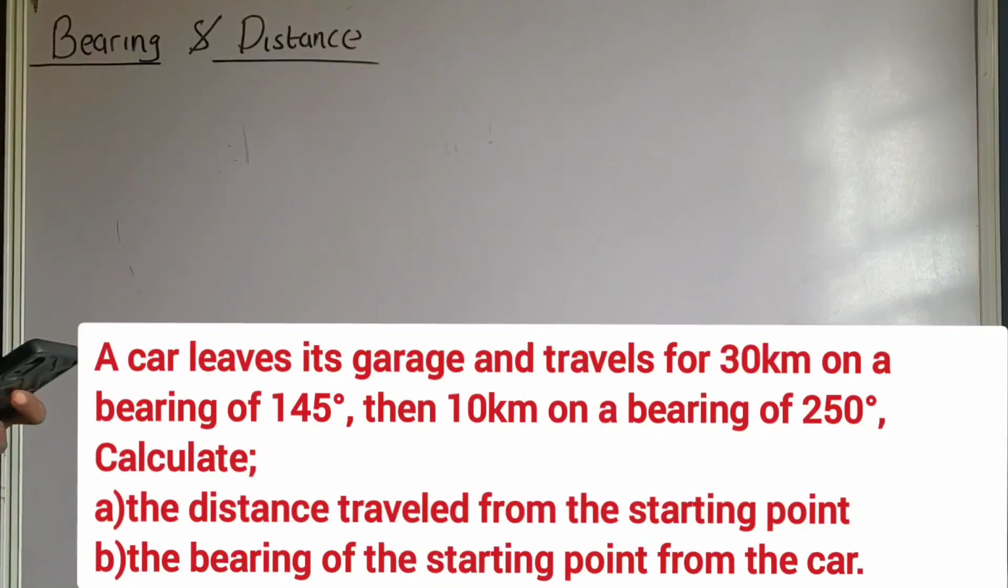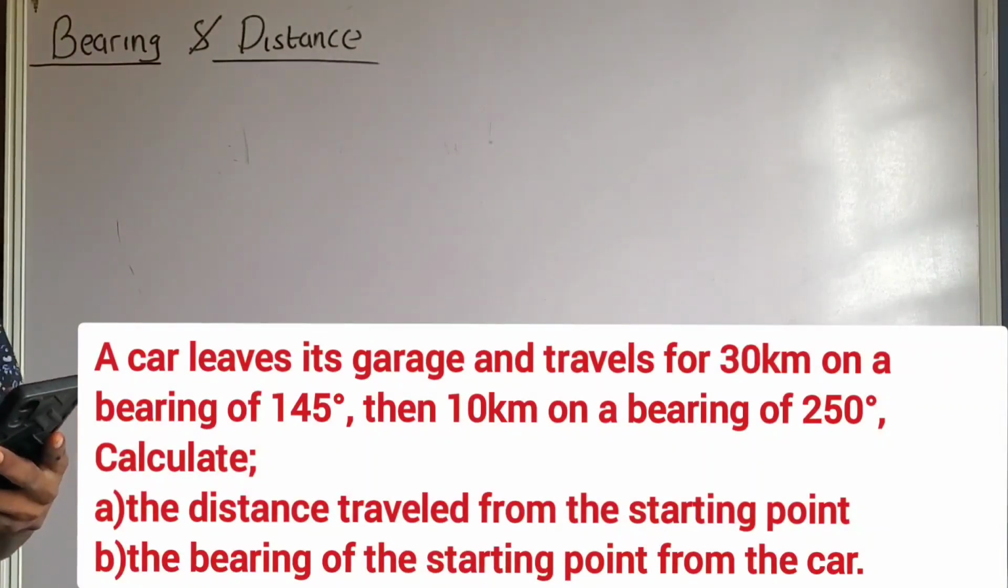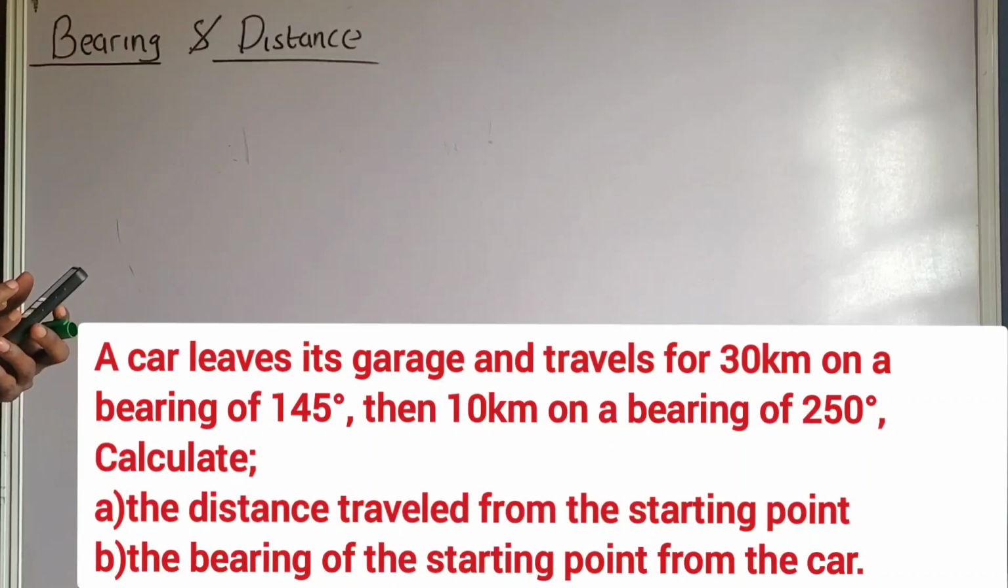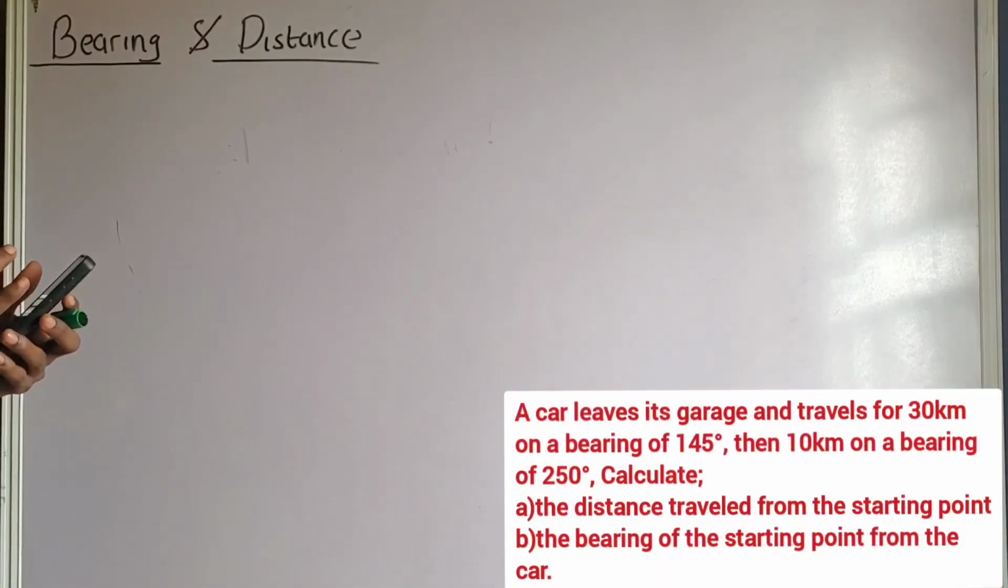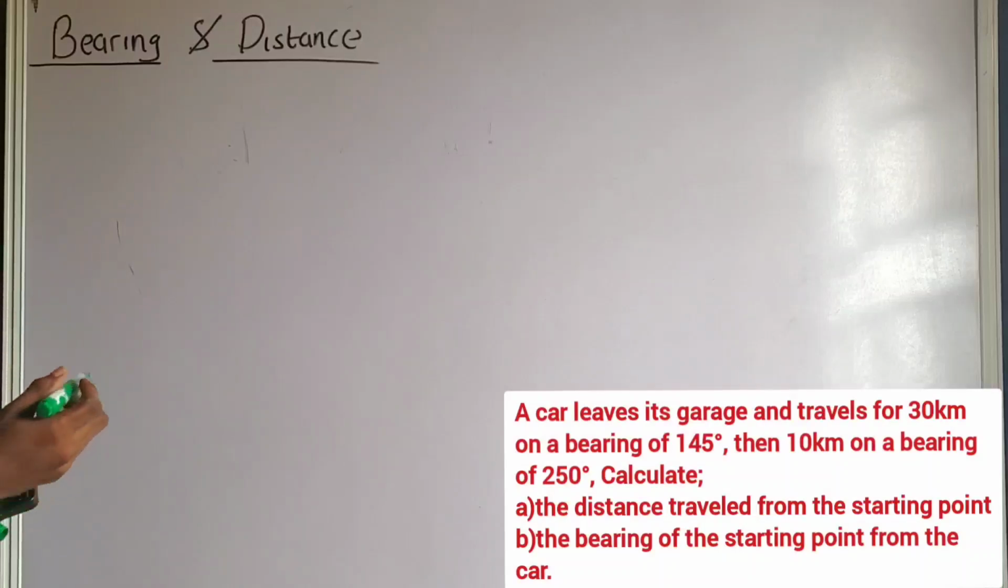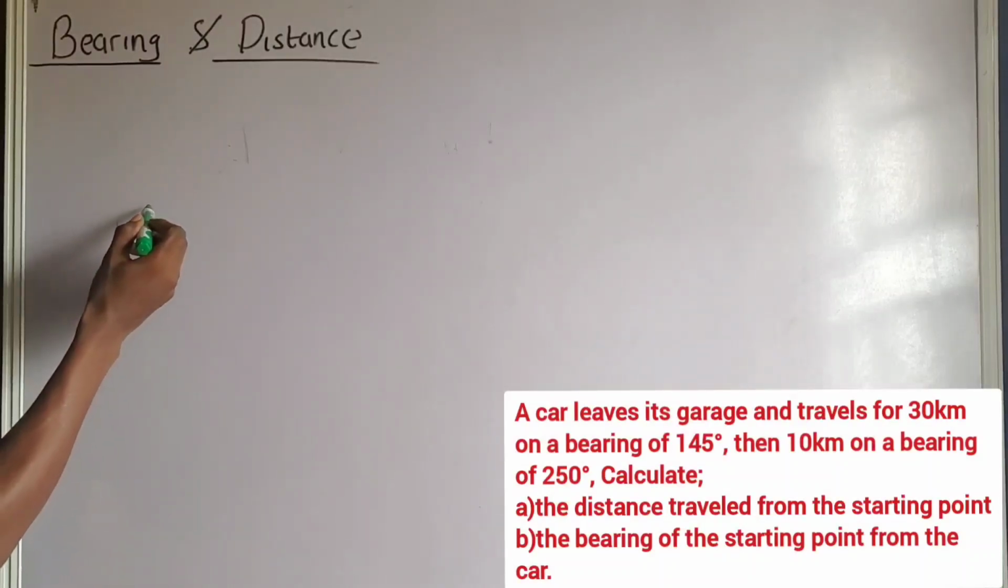Okay, in our previous class, we looked at some basic examples on bearing. Are you getting it? The first step is that it is important you know how to draw the diagram. So let us interpret the sentences we are given into a diagram. We are told that a car leaves its garage and travels for 30 kilometers on a bearing of 145 degrees. The first step is to draw the cardinal points.